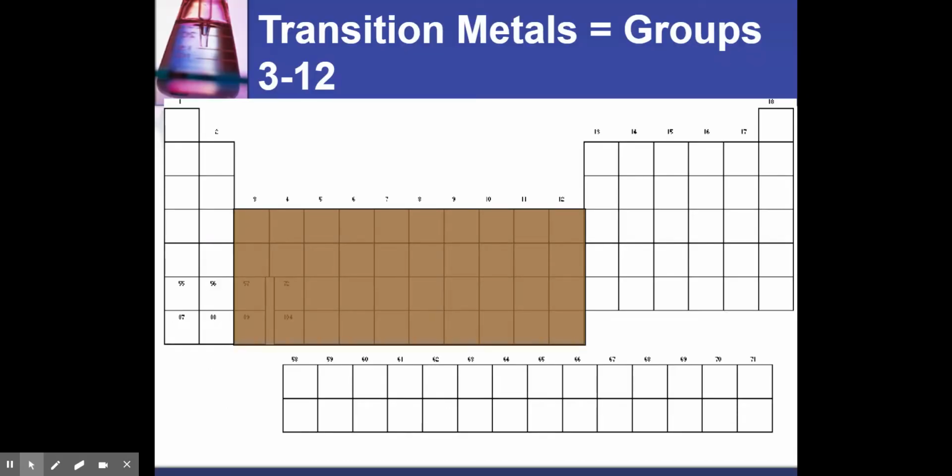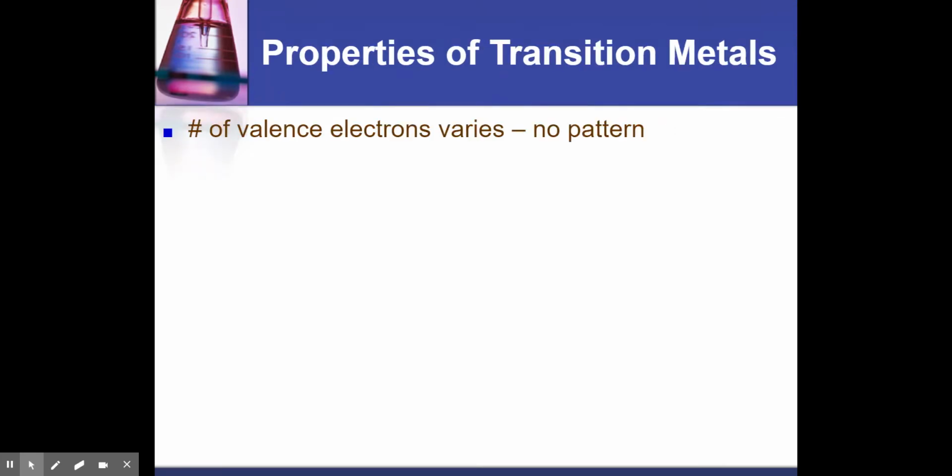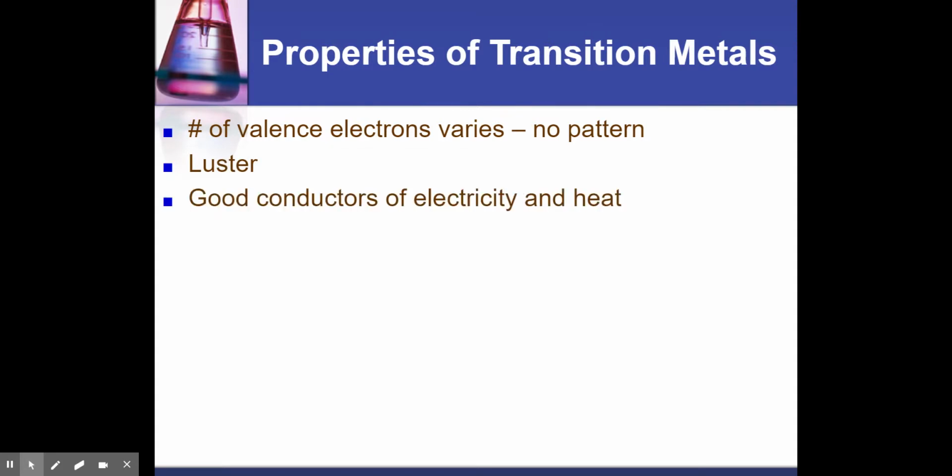The transition metals come next, and that's that middle block on the periodic table. And so the transition metals are groups 3 through 12. These have their number of valence electrons varying, so there's no pattern necessarily here. They do have luster, meaning they are shiny. They are good conductors of electricity and heat. This is why things like copper, we use for wiring, and we use it for pots and pans in the kitchen. They do vary greatly, though, in their reactivity.